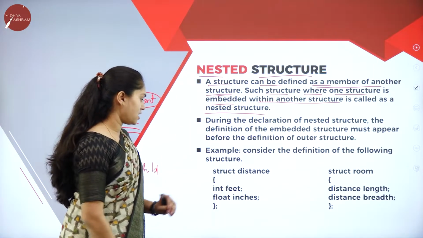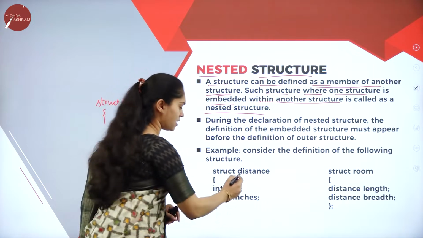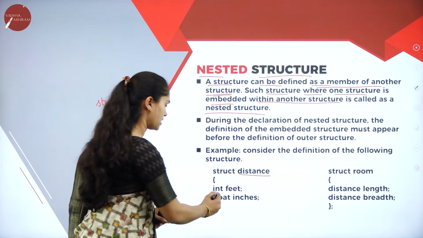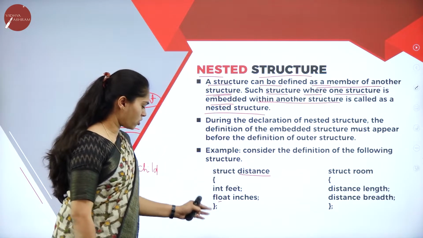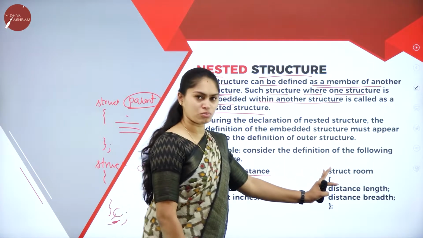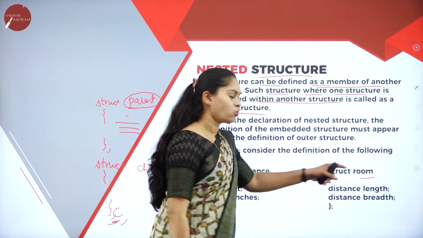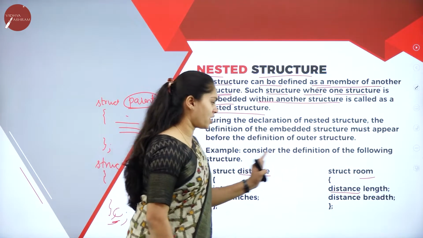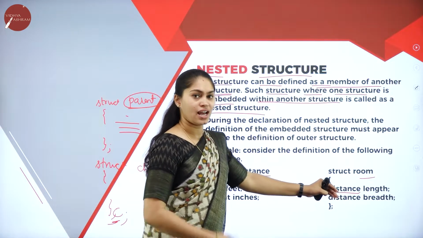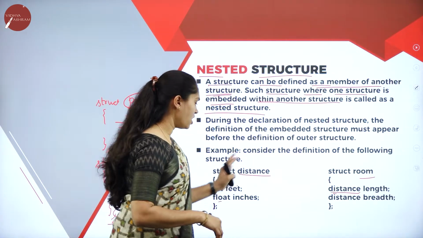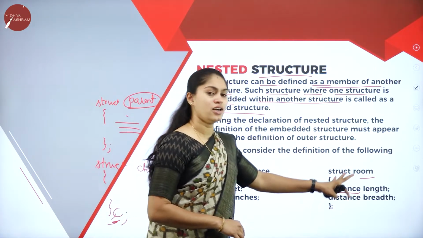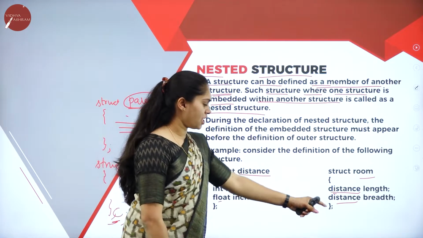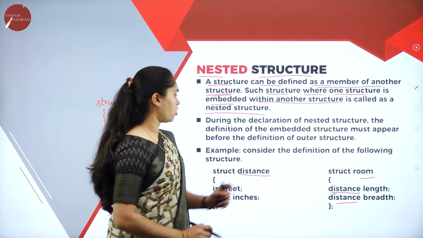Here you can see that I have two structures. One is struct distance, and it has two elements, int feet and float inches. I close the scope of this structure. Again I have one more structure called room. Here, instead of writing a data type, I am using another structure as a member of this structure, so that I have included the features of the distance structure in my room structure: distance length and distance breadth. After that we close the scope of the structure called room.